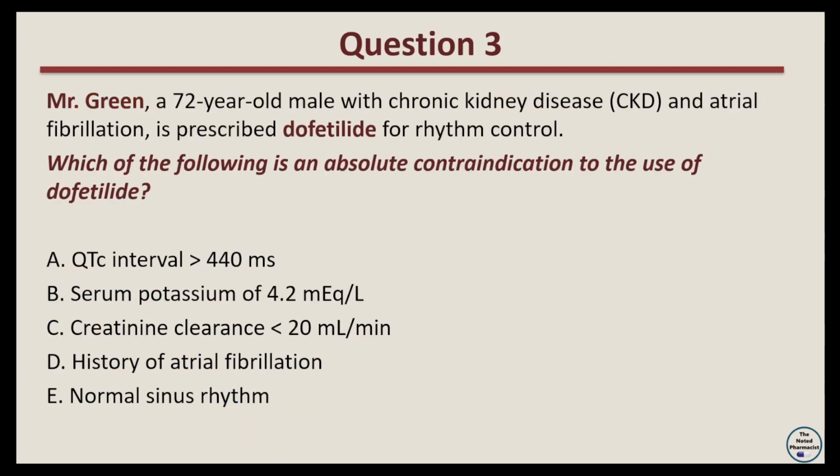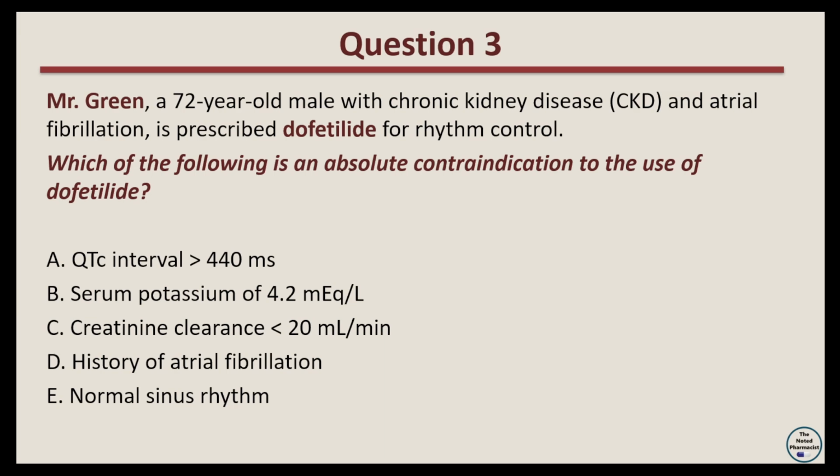Question 3. Mr. Green, a 72-year-old male with chronic kidney disease, CKD, and atrial fibrillation, is prescribed dofetilide for rhythm control. Which of the following is an absolute contraindication to the use of dofetilide?